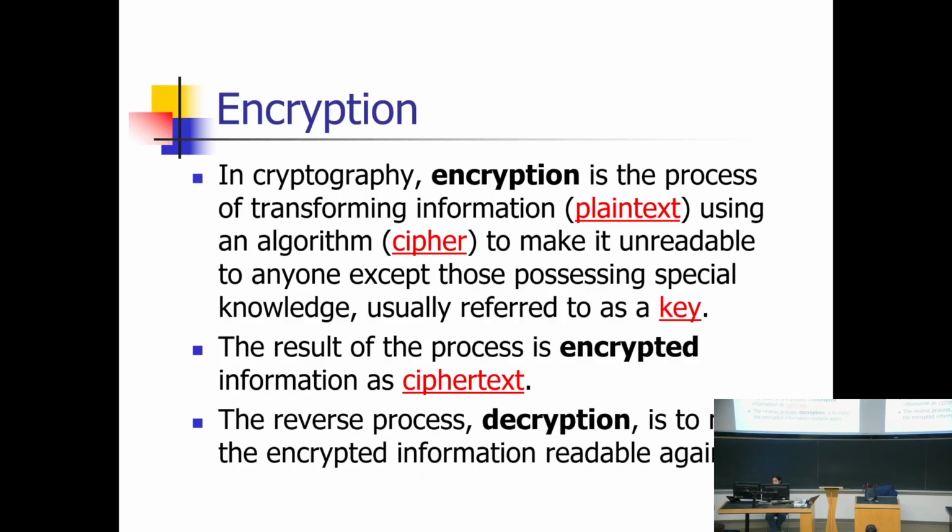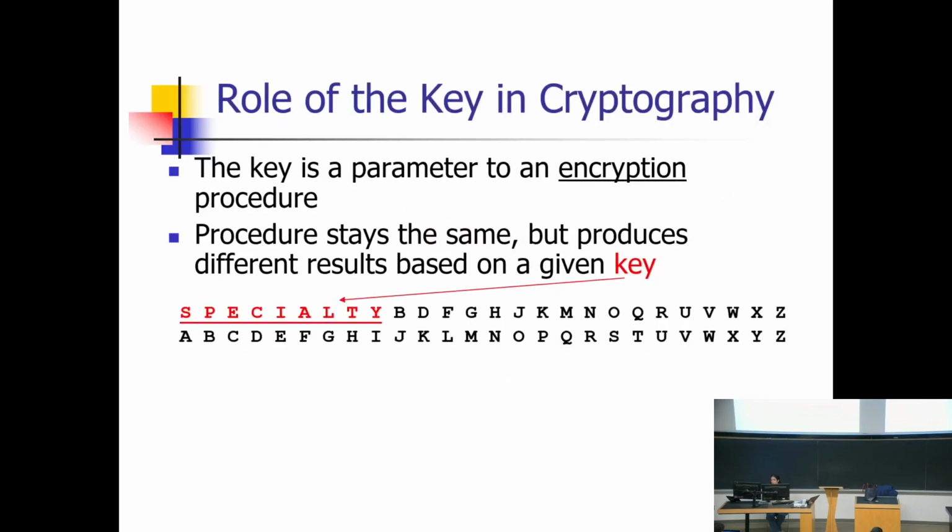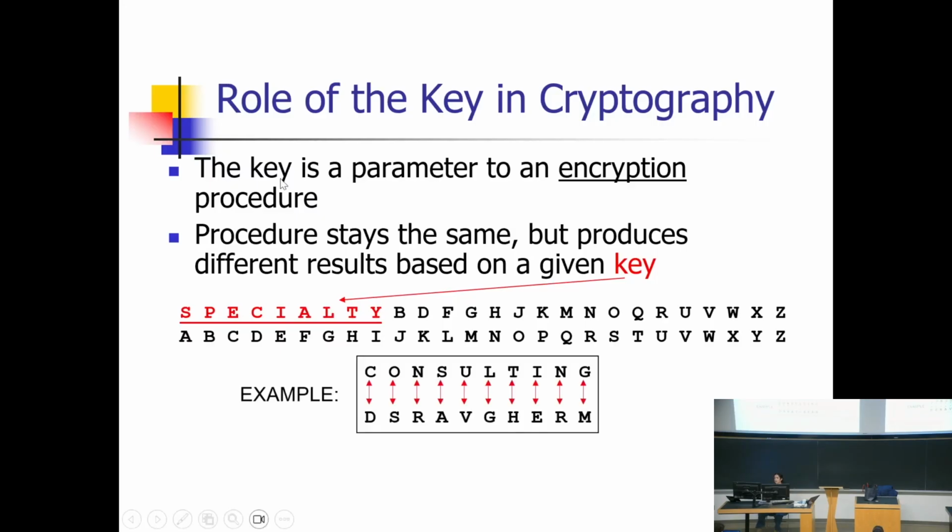So let's see the role of the key in encryption. See this example here. We just see how the key affects the encryption. The key here is the word specialty, marked in red. Then we can use it to create a scrambled alphabet, which is on the top line. So what does it mean? You define a key, let's say specialty, right? And this is my algorithm.